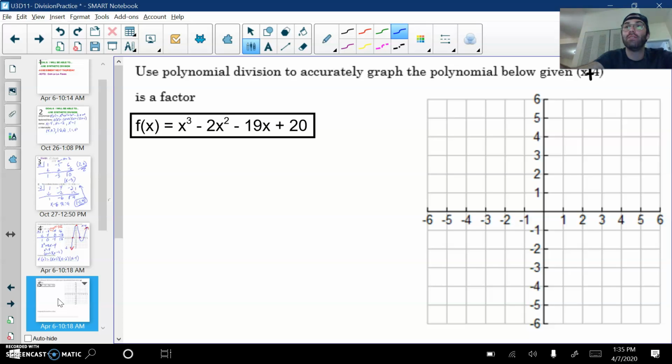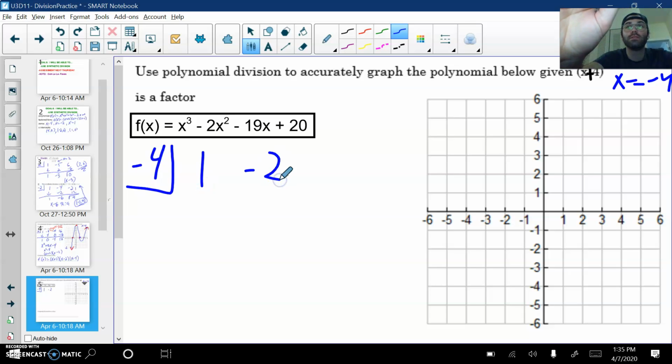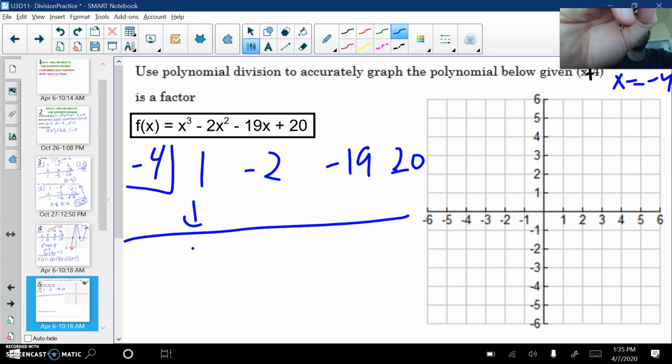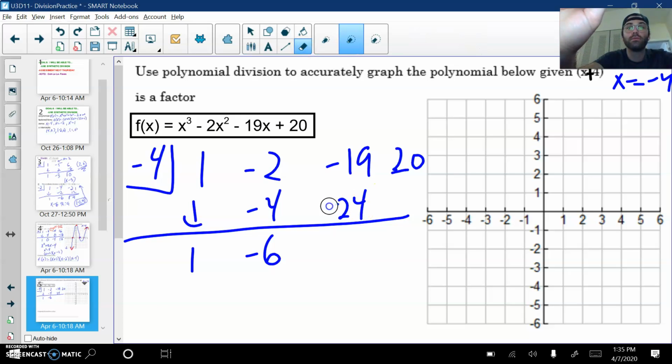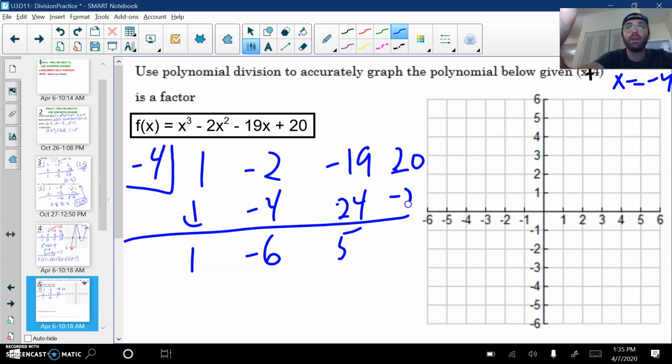Here we go. So if I have x plus 4, that means x equals negative 4, right? So I put negative 4 in the box here, okay? That means I have a 1, a negative 2, a negative 19, and a 20. 1 comes straight down, 1. Negative 4 times 1, negative 4. Negative 6, negative 20, positive 24. 5, negative 20, 0, we win.